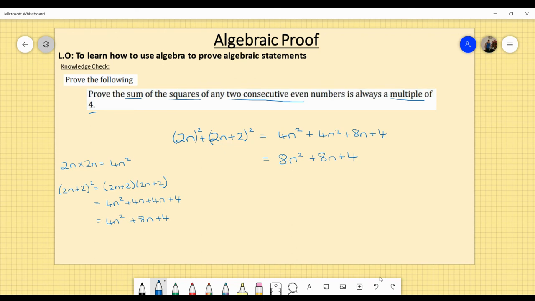Okay, it is fully simplified at this point, but I now need to show that it is a multiple of 4, and therefore I take out 4 as a factor and show that I'm left with 2n squared plus 2n plus 1, and then we just need to state it is a multiple of 4. Okay, so there's a few questions for you to have a try, and then let me know how you get on or if you need help with anything.